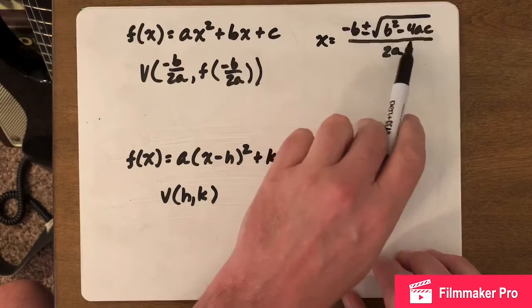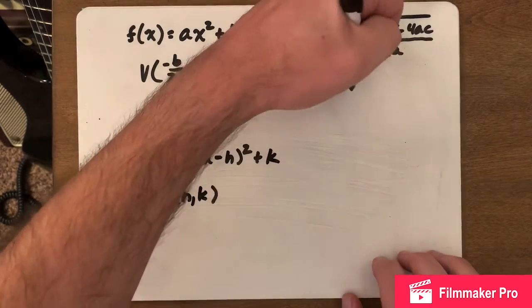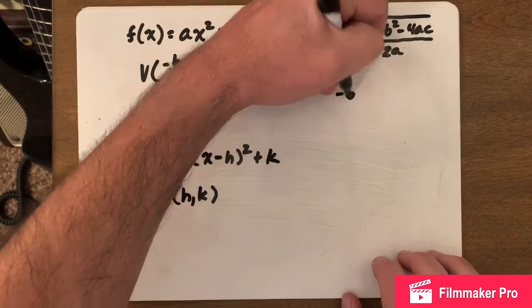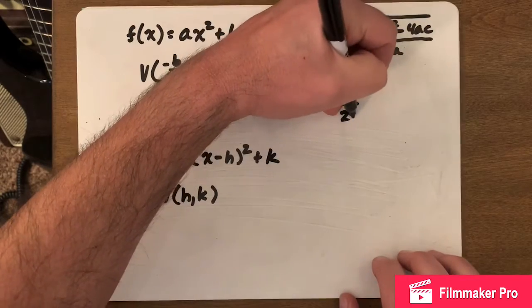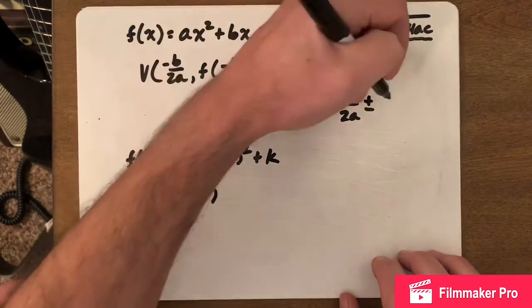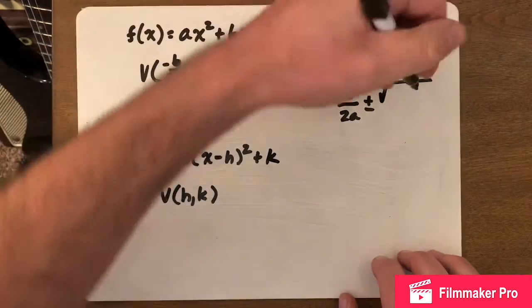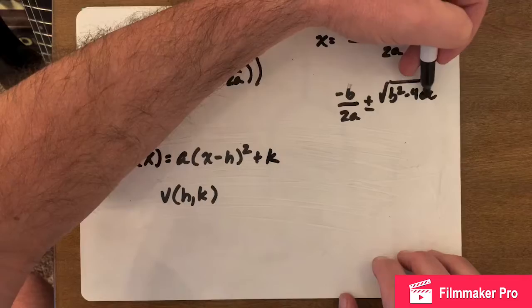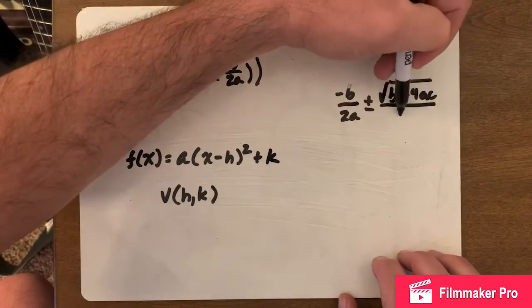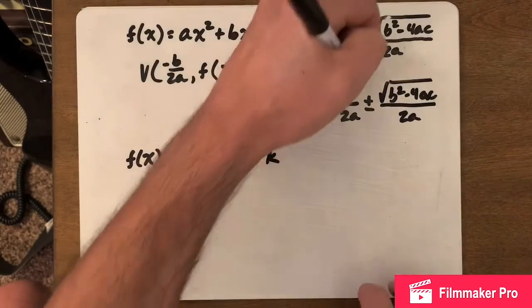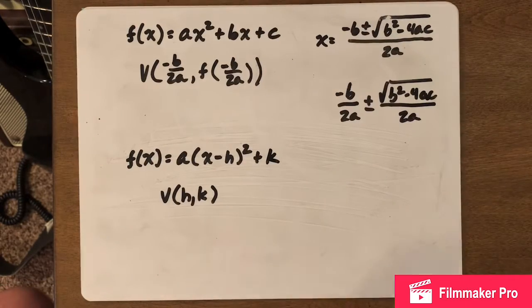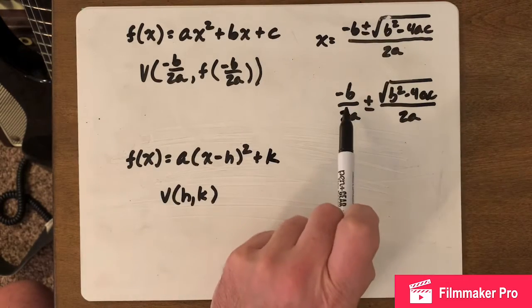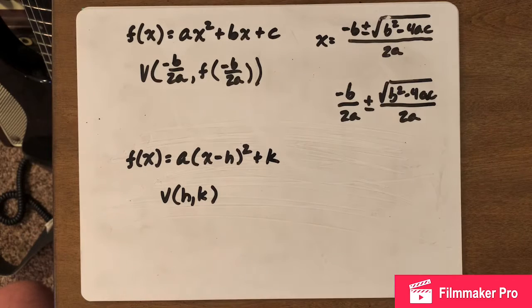Let's take this, which actually represents the two places where it crosses the x-axis, and break it up into two separate fractions. We could do that by saying opposite b over 2a plus or minus the square root of b squared minus 4ac over 2a. Now things are a little bit clearer. We have this piece right here, and then this piece right here. This first piece is going to represent the vertex x coordinate, and that's also the axis of symmetry.